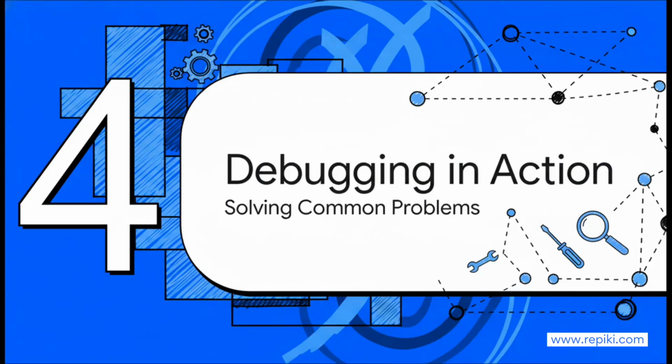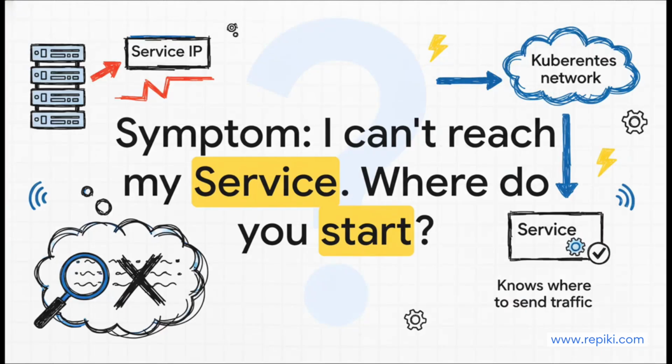Okay, enough theory, let's get our hands dirty. We're going to take that 4-layer framework and our toolkit and apply them to some of the classic problems you're definitely going to run into. All right, here it is. The number one problem. I can't reach my service. Your app tries to hit a service, and nothing.